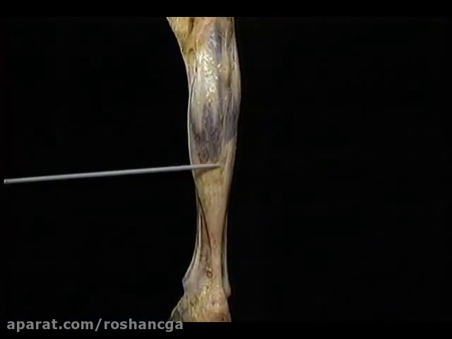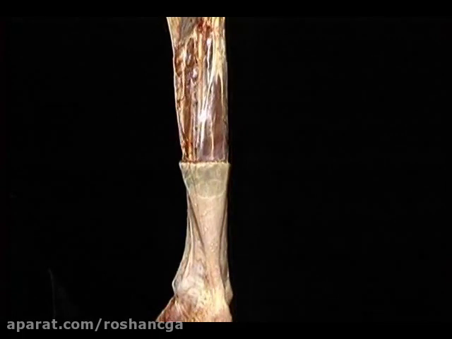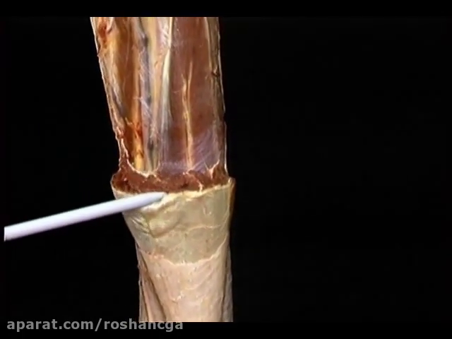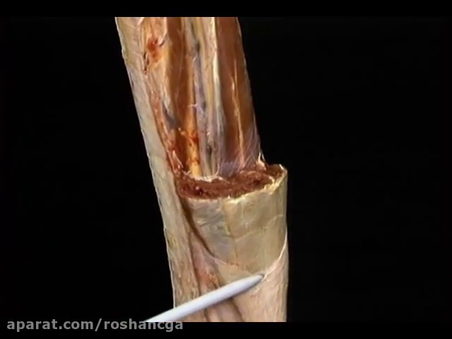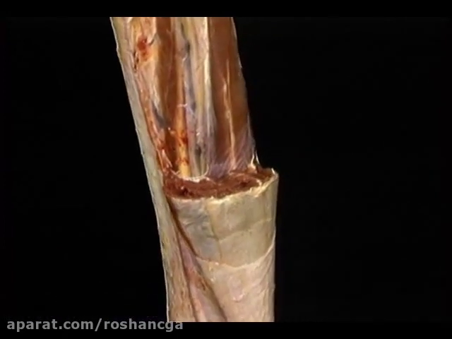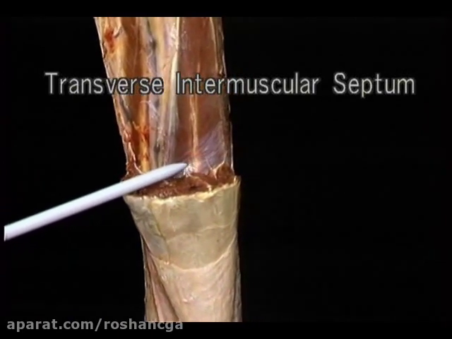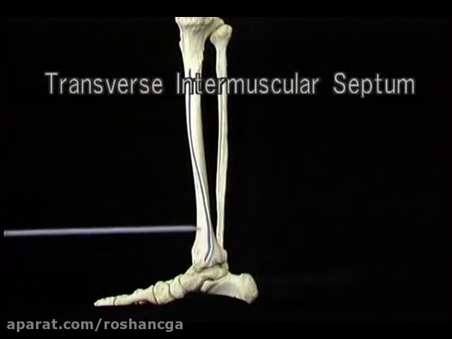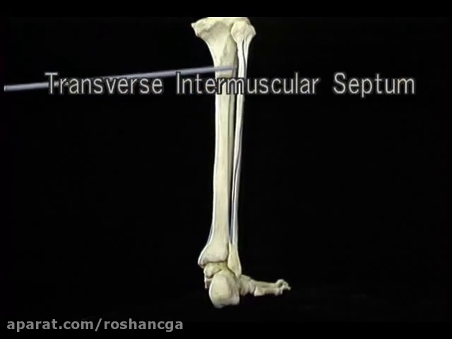We'll remove gastrocnemius and soleus down to here. Here's soleus divided. Here's the investing deep fascia divided at a lower level. In front of soleus, this transverse intermuscular septum crosses the back of the leg. It runs from here on the tibia to here on the fibula.